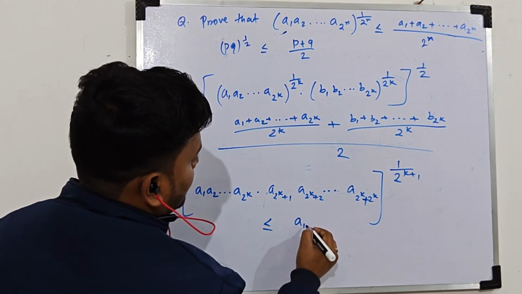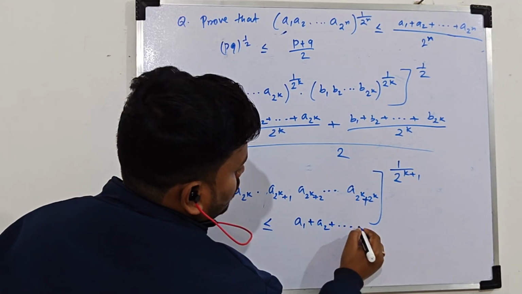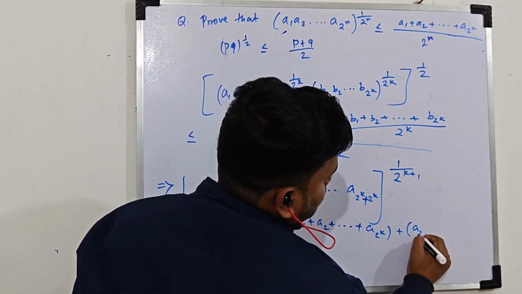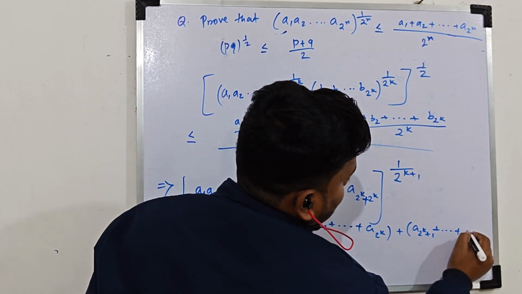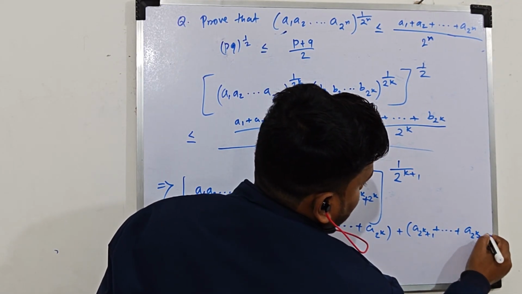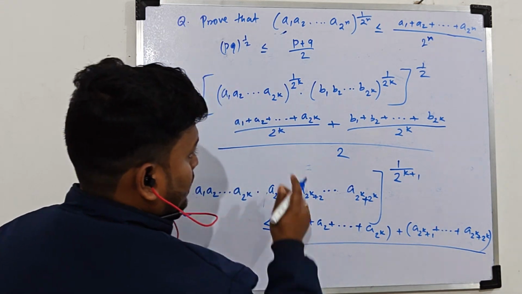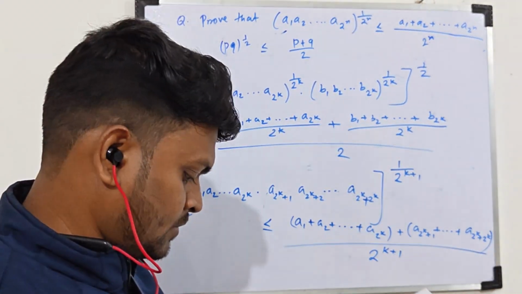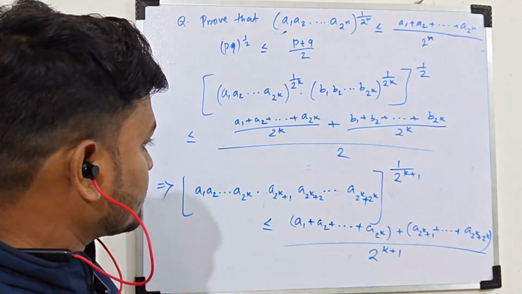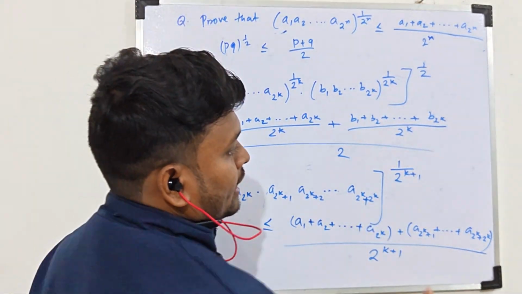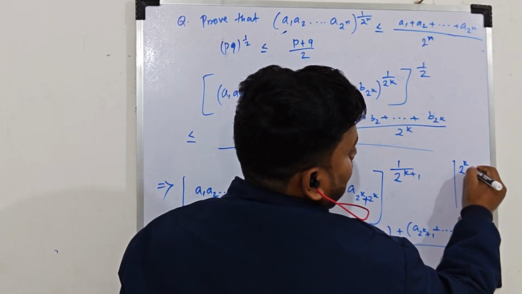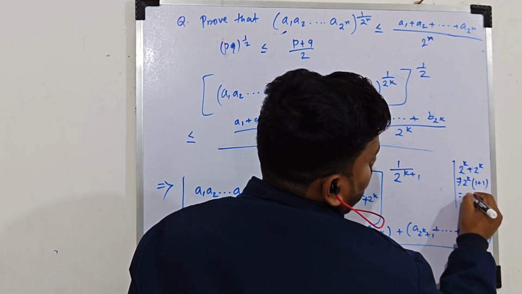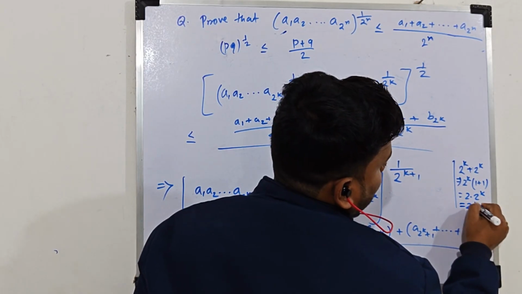So therefore you will get a1 plus a2 plus dot dot dot plus a_{2^k}. This is for a, plus for b will be a_{2^k+1} up to plus a_{2^k+2^k}. So this is b, and divided by 2^k, and this is 2, that is 2^(k+1). So this is 2 plus 2^k. If you take 2^k common, 1 plus 1, that is 2, that is 2 into 2^k, that is 2^(k+1).